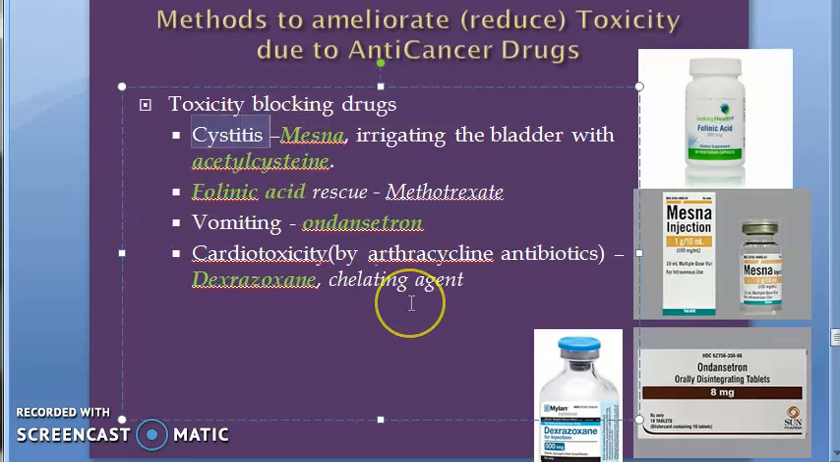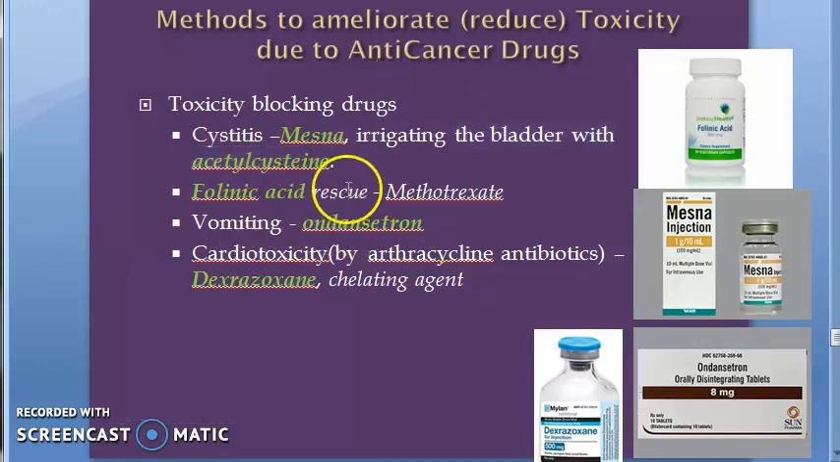For cyclophosphamide, you will give mesna. Right, for cyclophosphamide and ifosfamide, you will give mesna. Mesna is a thiol compound, correct? Along with mesna, you can give irrigation of the bladder with acetylcysteine so that you can prevent cystitis, hemorrhagic cystitis of the bladder. Guys, if you don't understand one word, that means you have not seen the previous videos, okay?